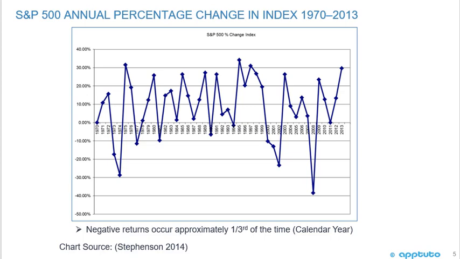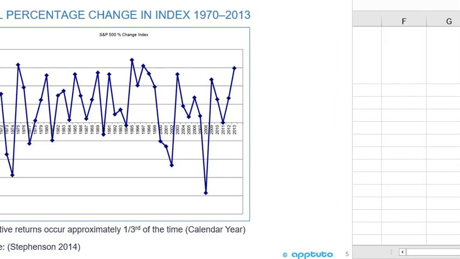We can see that from 1970 to 2013, negative annual returns occur approximately 1/3 of the time. And if we go for longer sample sizes, this is typically the case that approximately 1/3 of the time, we've got some negative annual returns to the S&P 500. Okay, so this is very easy to do. This is just taking that annual return data and plotting it as a line graph.